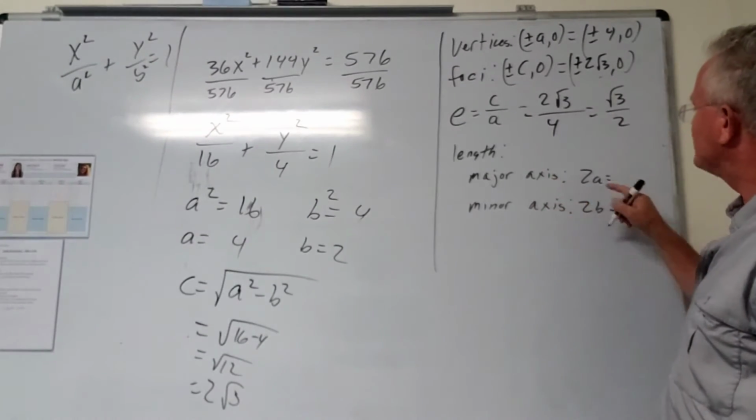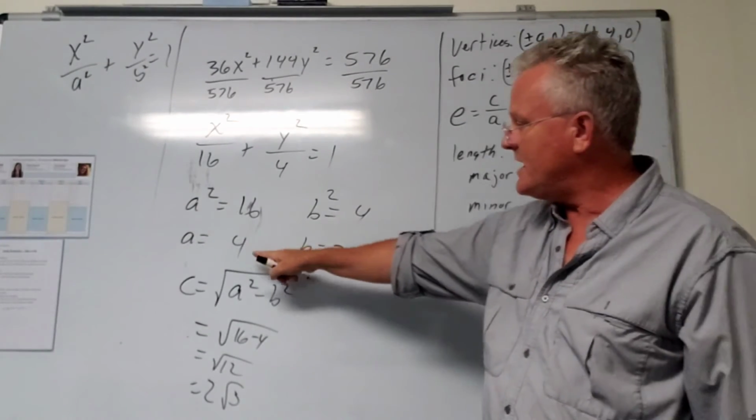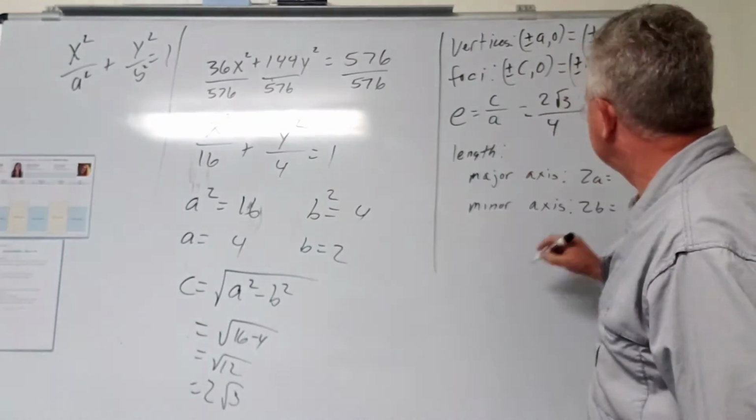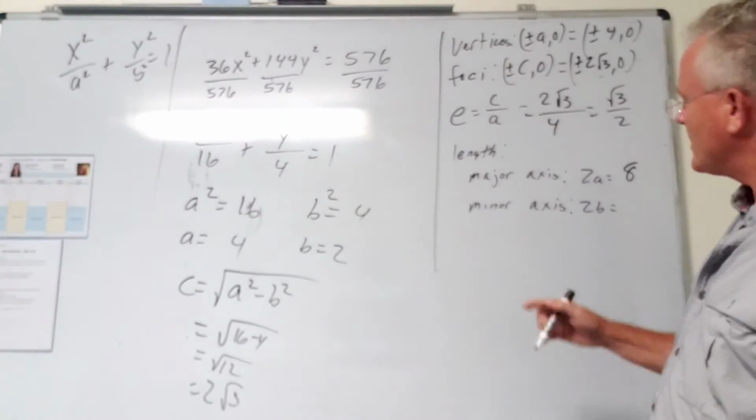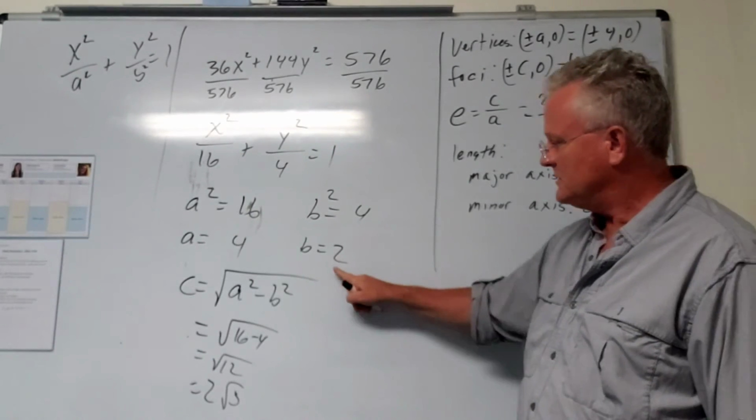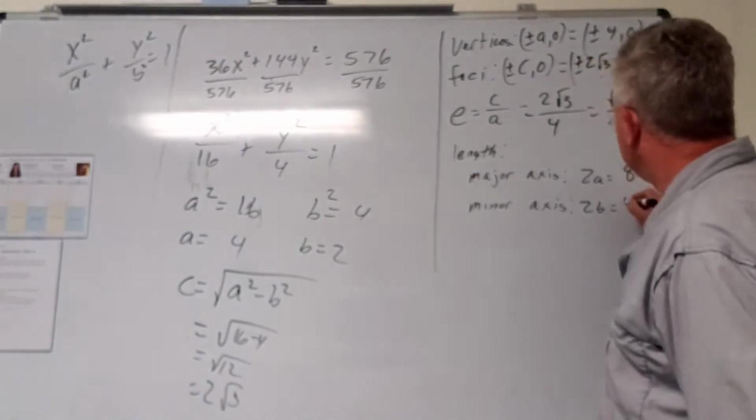The length of the major axis is twice a. A is 4. 2 times 4 is 8. And the length of the minor axis, the shorter axis, is 2 times b. 2 times 2 is 4.